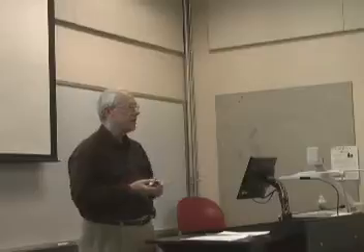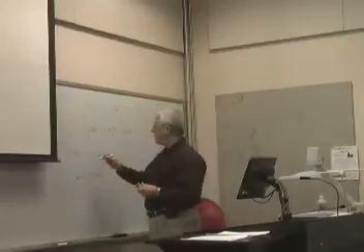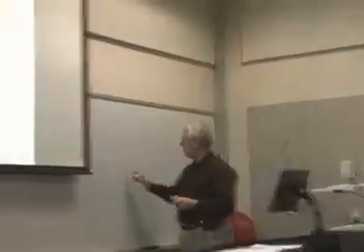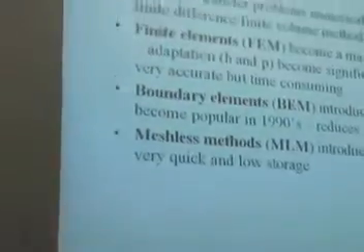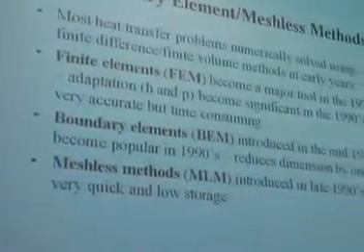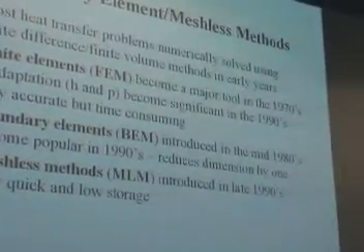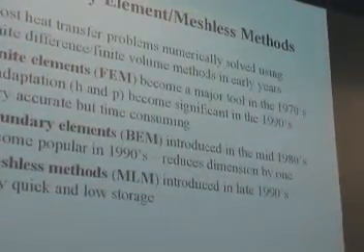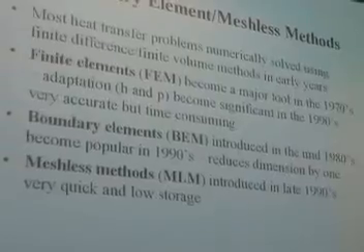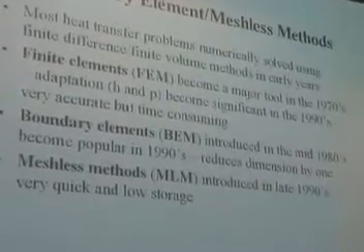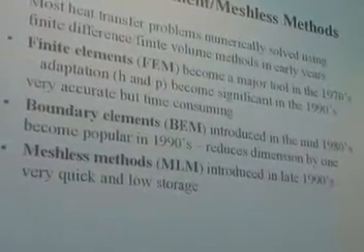Next method. This is called the boundary element method. Now, in the finite element, what I was doing was setting up basically elements that were either triangles or they were quadrilaterals. So you have to create a mesh. In the boundary element method, what do you think happens?